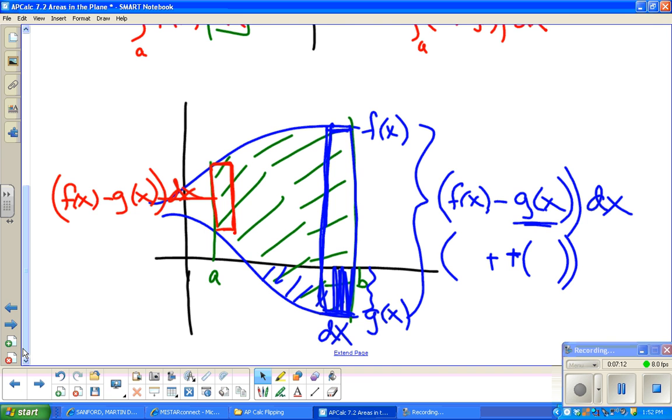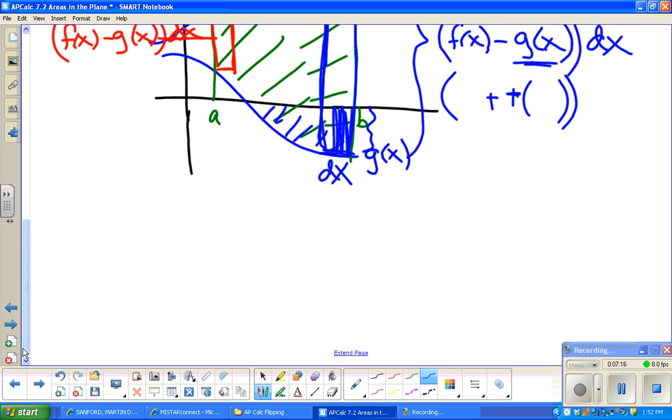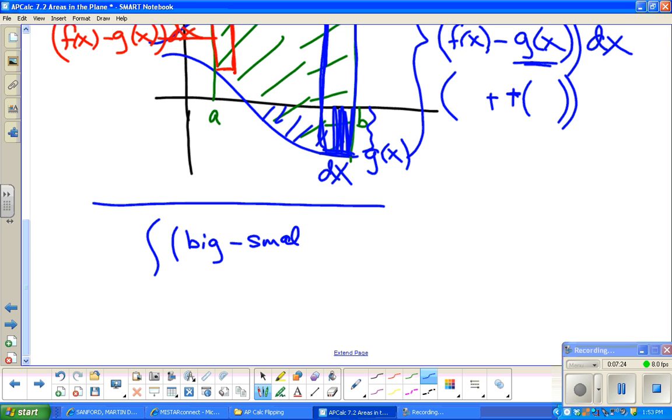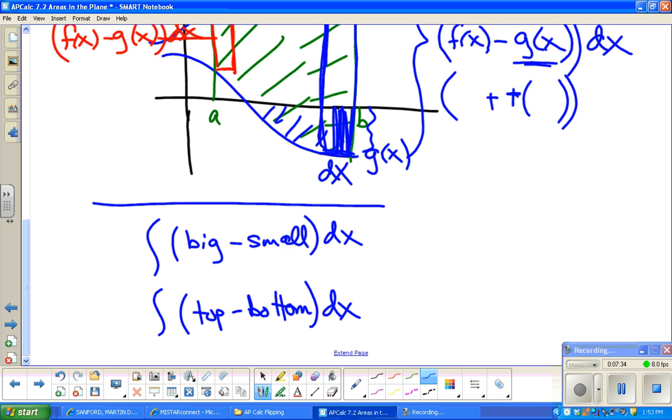Okay, so think that through. So moral of the story, when you're finding the area between two curves, you're going to do an integral of basically big minus small, dx or dy. In other words, top minus bottom.